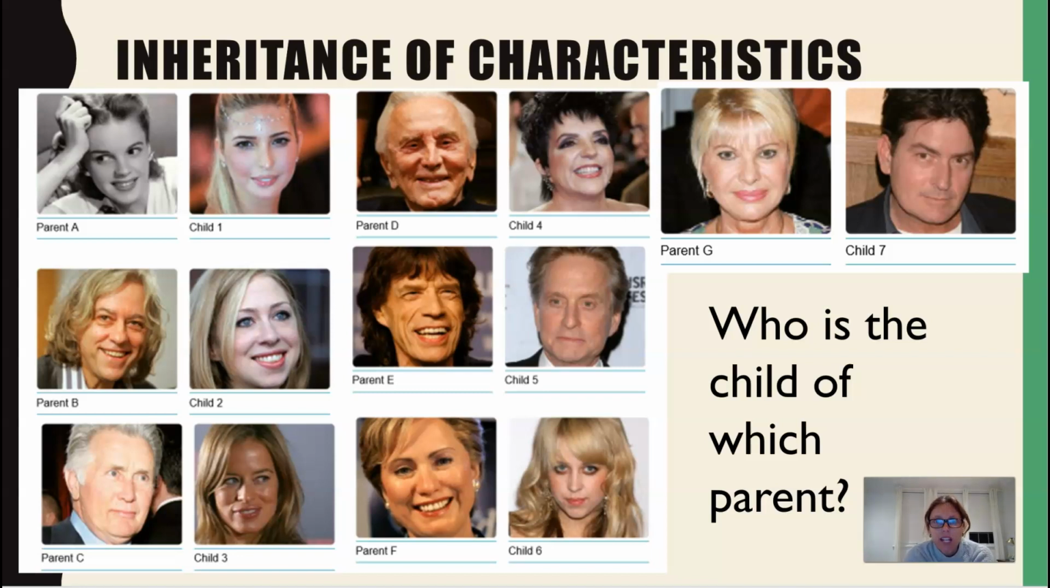So looking here at the inheritance of characteristics, on the sheet that you did have there, the answers were at the bottom upside down, so you may have already checked your answers here. Again, I ran this one through with my kids at home, and there was a couple that they could pick up, not others as quite as easily. The first one that my youngest one did pick up was that parent C did belong to child 7, which is Martin Sheen and Charlie Sheen.